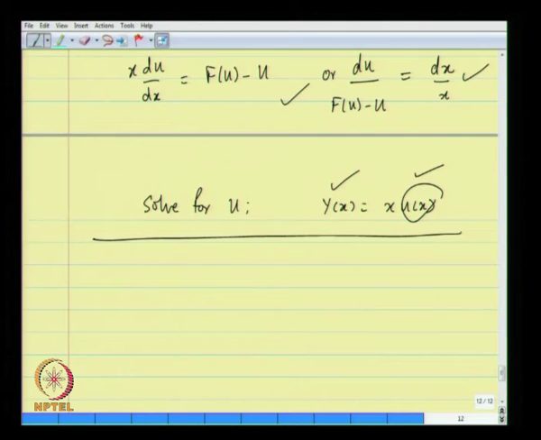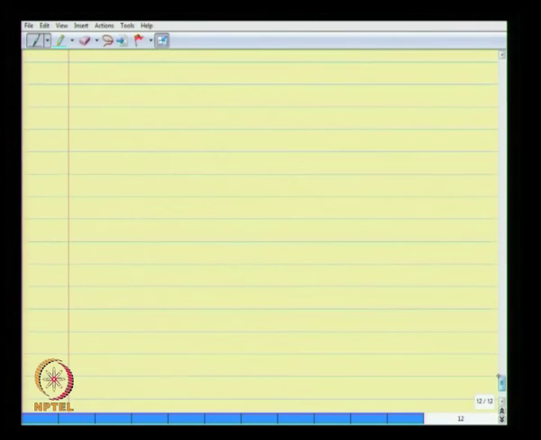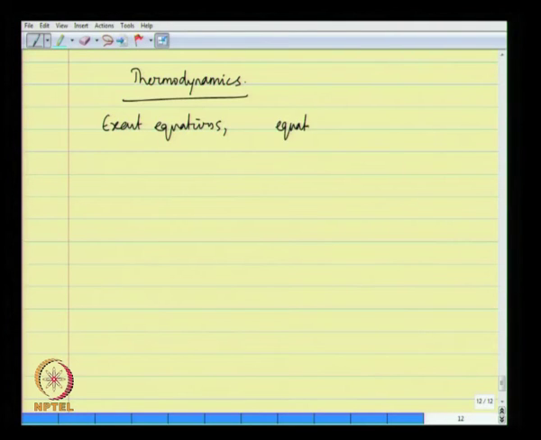This is called the homogeneous equation, and these are easily separable. Now, as a last example, let me just give you the differential equation from thermodynamics. Okay. And let us look at what are known as exact equations, and equations that can be made exact with an integrating factor.